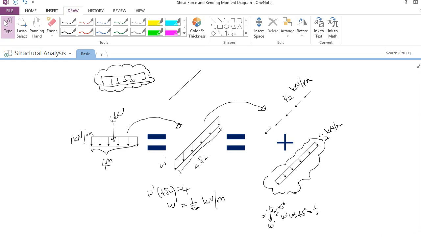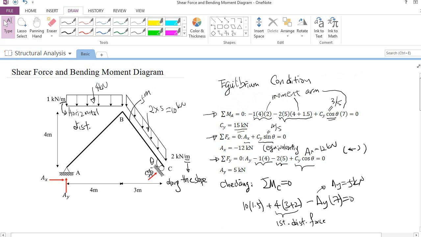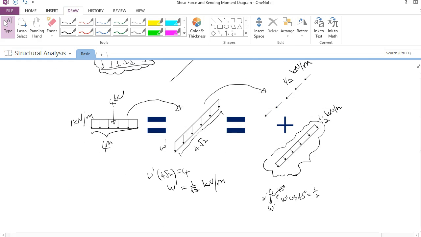By the way, don't forget to do the projection for the second loading. The second distributed loading is something like this. The magnitude is 2 kilonewton per meter, and you need to transform this to this and this. This is theta, this is 2, so this is 2 cosine theta. Basically, it is equal to 2 multiplied by 3 over 5, which is 6 over 5. And similarly, this is 8 over 5.